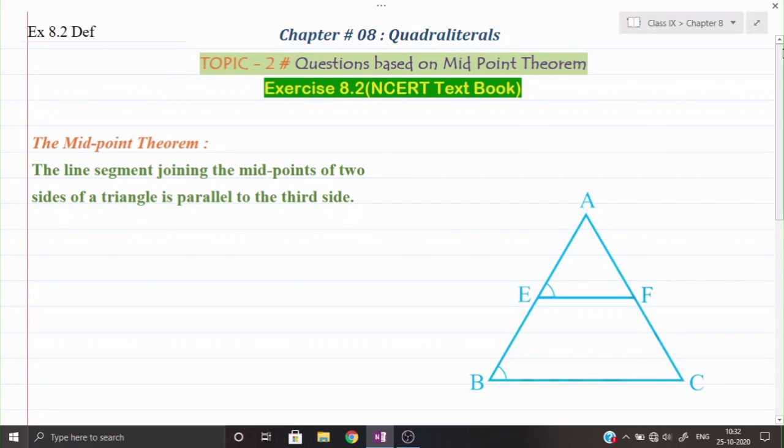Hello students, today we are going to start from exercise 8.2. As you know, we have finished all the questions of exercise 8.1. So let us start first of all with the fundamentals of 8.2, then we shall proceed to the questions.